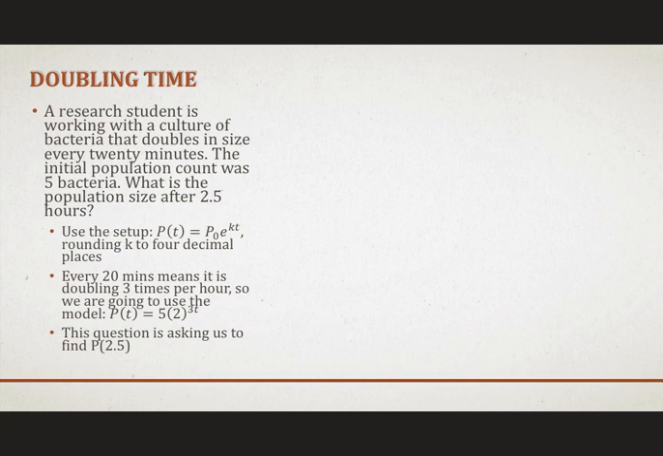All right. A research student is working with a culture of bacteria that doubles in size every 20 minutes. The initial population count was 5 bacteria. What is the population size after 2.5 hours? Okay, so we're taking our population as a function of time, which is our initial population times e to the kt, rounding to 4 decimal places. Now I don't know what k is yet.